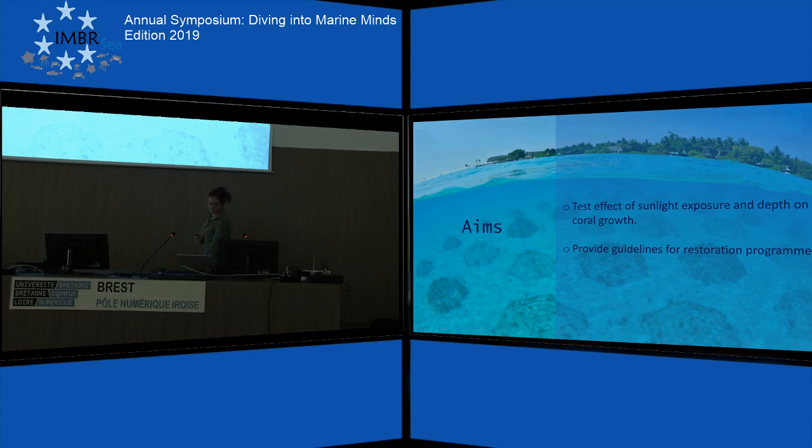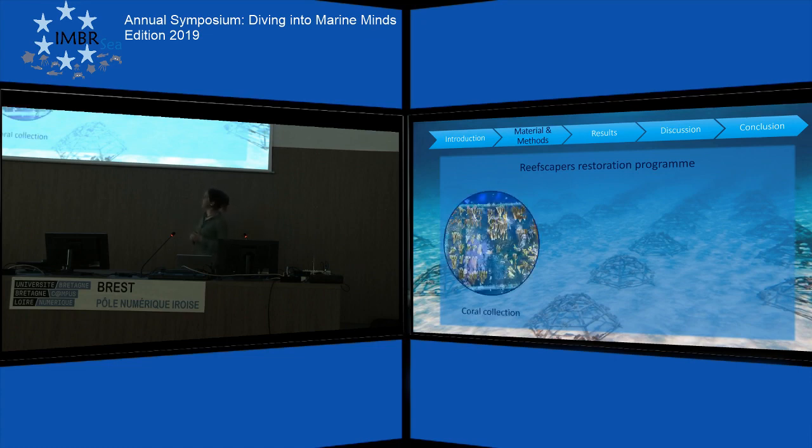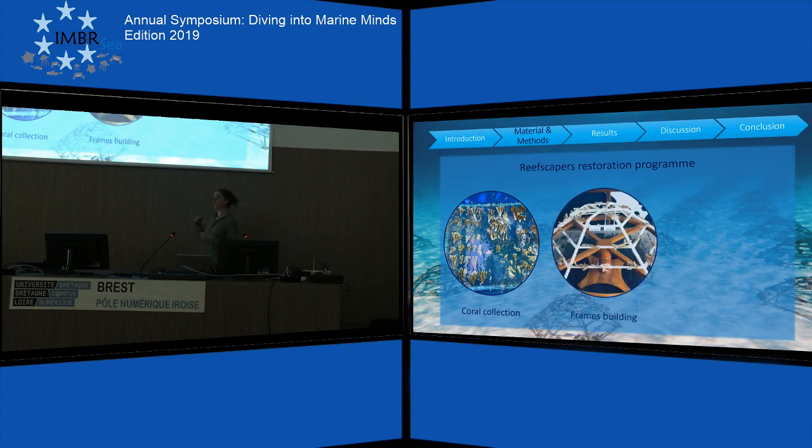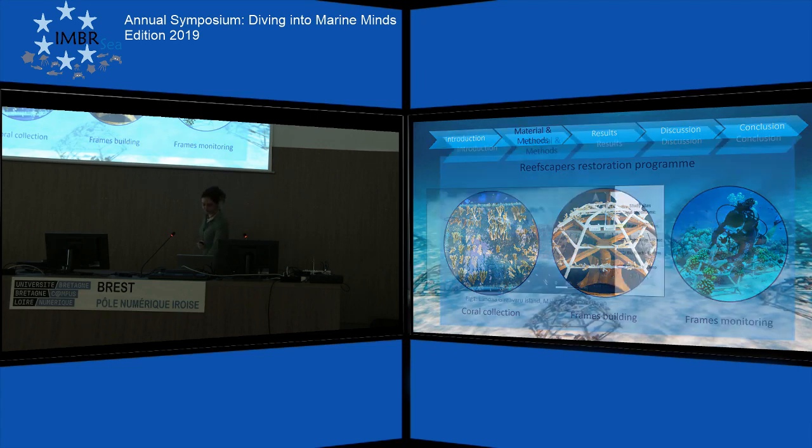So the Reefscapers program started in 2005 in the Indian Ocean in the Maldives. First, coral fragments are collected on wild-growing colonies around the island by free or scuba diving. Then those fragments are grafted onto coral frames. They are dome-shaped structures made of metal coated with resin and sand. And those structures are placed back around the islands where they are monitored every 6 months to follow the growth by just taking pictures of the fragments.